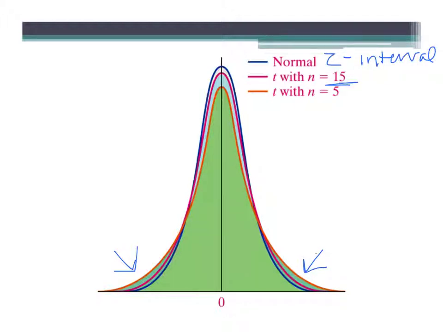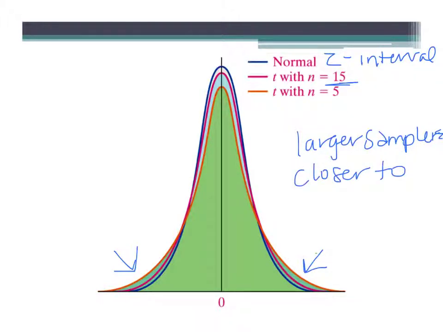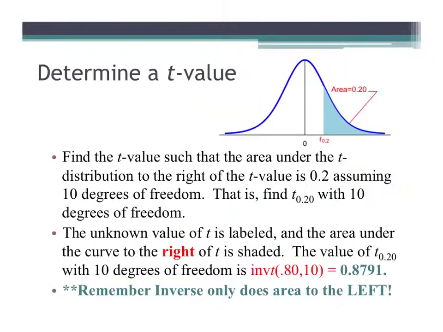And so in summary, what ends up happening is that the larger your sample size, the closer to normal we are. And so eventually, if you get a large enough sample size, it won't matter if you're doing the t-interval or the z-interval, they will ultimately become the same.